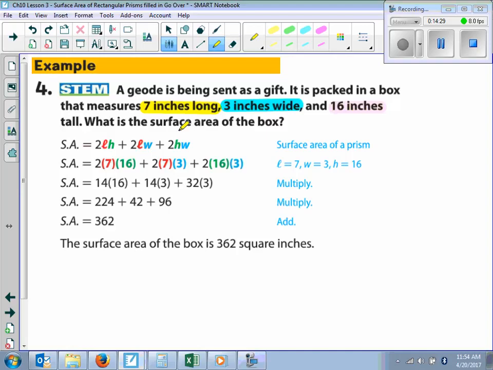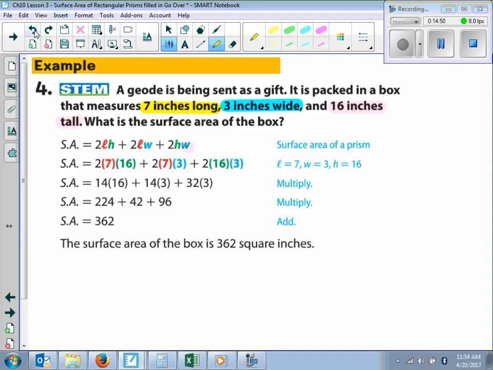Very good. And 16 inches tall is the height. It's 16 inches tall. So it's the height. You with me? All right. So now to use our formula, 2 times the length times the height plus 2 times the length times the width plus 2 times the height times the width.